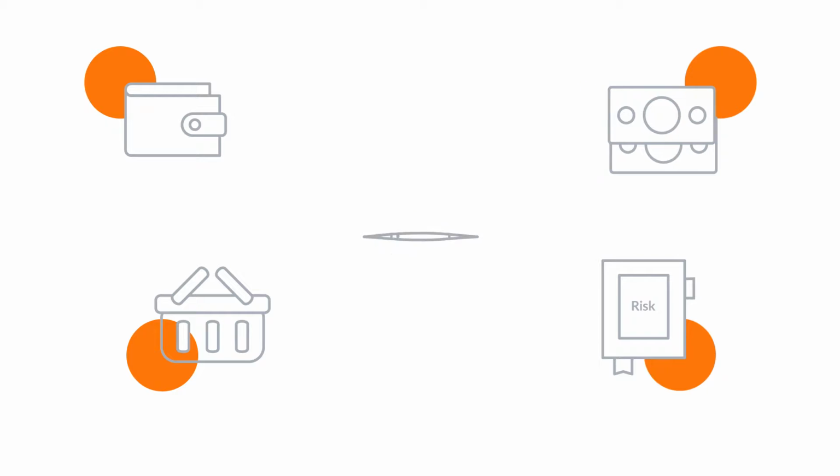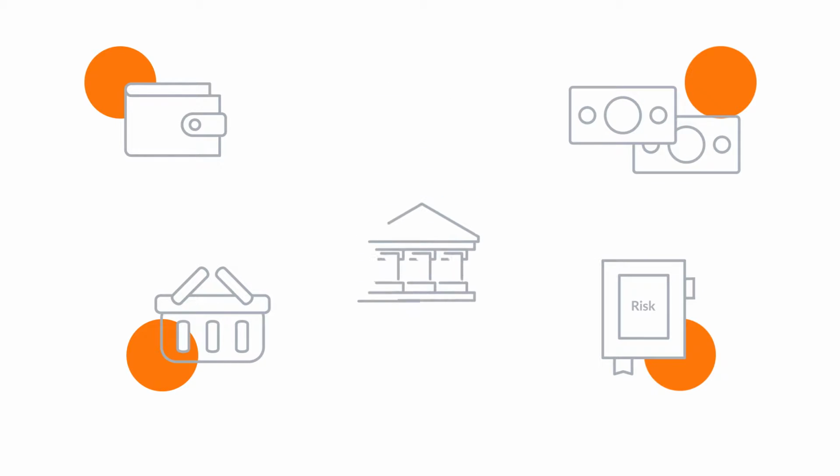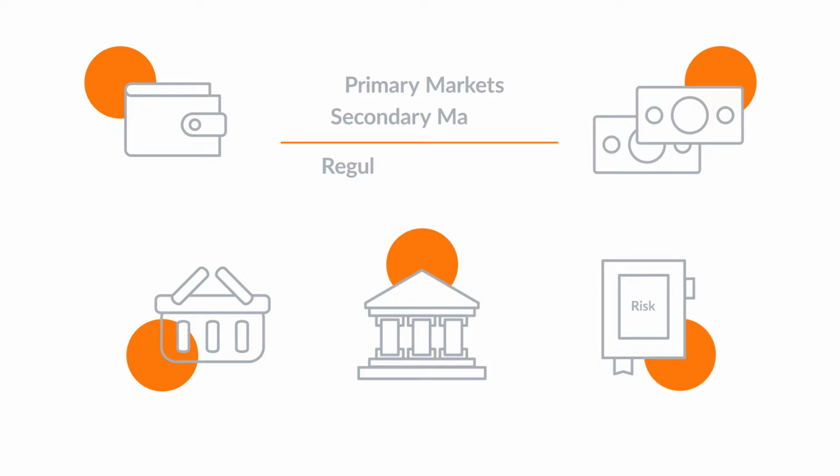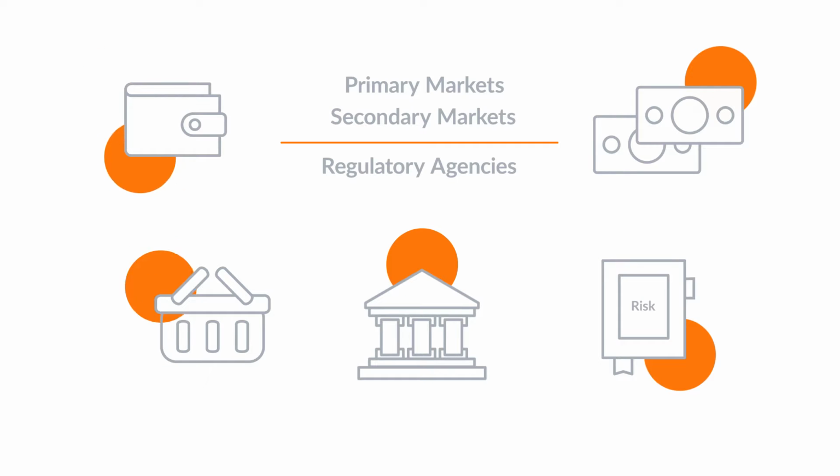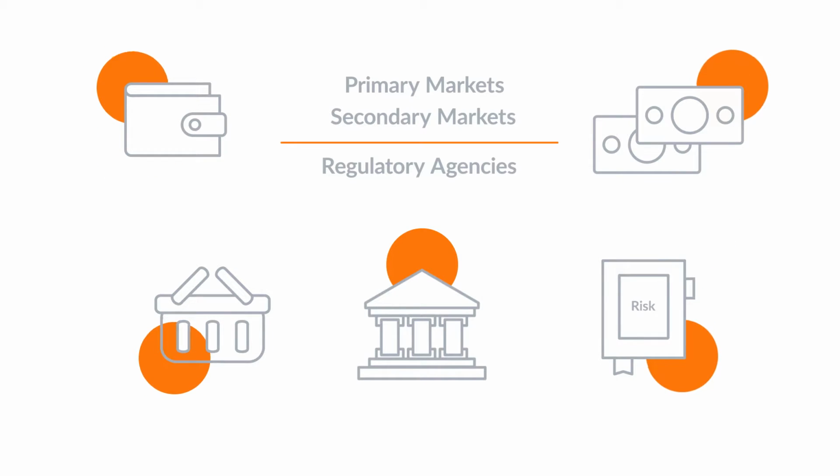Now let's take a step back and look at the different types of markets, such as the primary market and the secondary market, and the regulatory agencies that protect you, the financial consumer, from being manipulated.